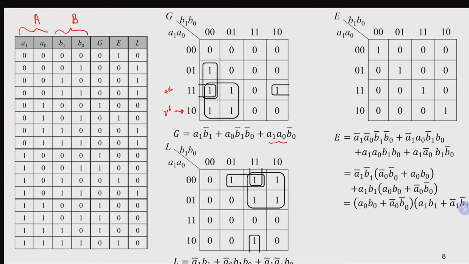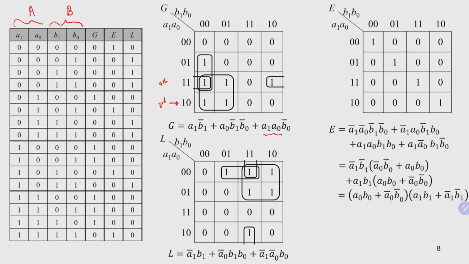So we can do the same for all the outputs. So we can do the same for E and for L, and then derive our Boolean expression. So for E, you can see that you cannot minimize the function. So we can write down the function as it is, which is the sum of products in a canonical form.